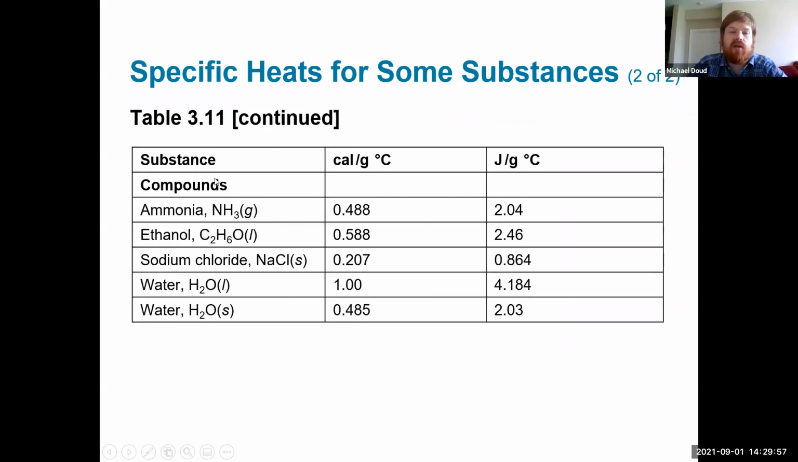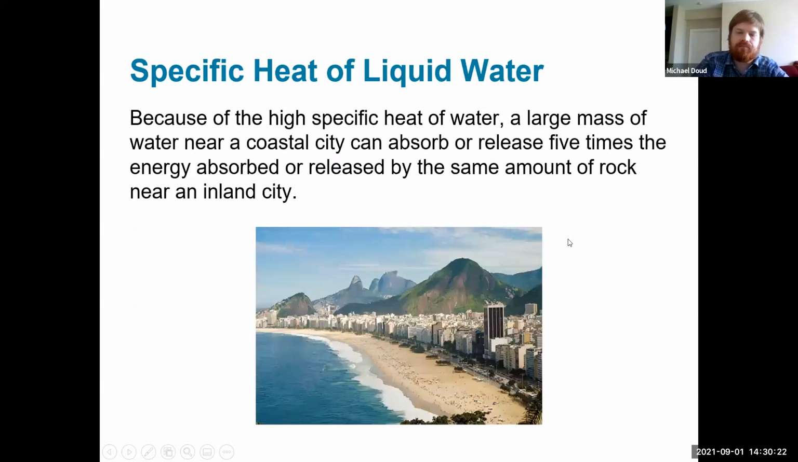Now, if we get into some common compounds, we have ammonia, for example, ethanol. Now we're in 2.04, 2.46 joules per gram degree Celsius. That's about half as much as it takes to heat up water. Sodium chloride, much less. So it's a very small specific heat. And then water as liquid, of course, is the champion here at 4.184 joules per gram degree Celsius.